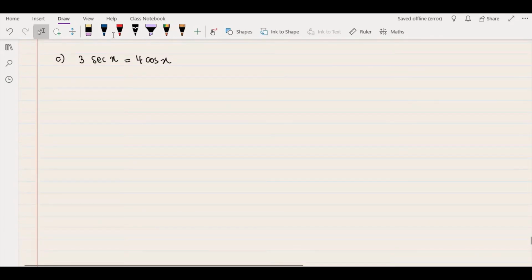Now let's take a look at question C. What is the difference for this question compared to the previous two? So again, our limit here is x from 0 to 360 degrees. What you have to do first, again, is change this using the definition for secant x into the basic trigonometric function. And we know secant x is actually 1 over cos x. So let's just change it here and I will have 3 over cos x equals 4 cos x.